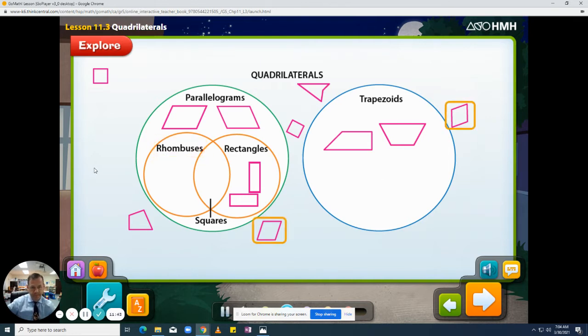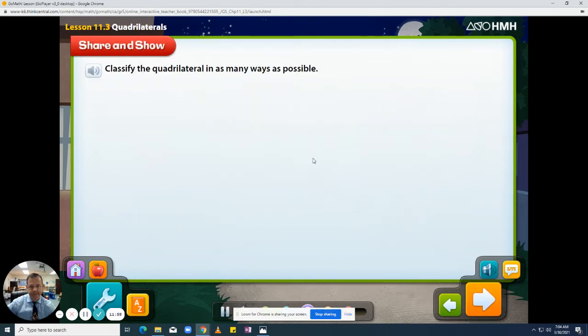A rhombus is a parallelogram with four congruent sides. So there are your slanted rectangles, so basically those are rhombuses. Finally, let's sort the squares. A square is both a rhombus and a rectangle. There's more than one way to classify a shape.